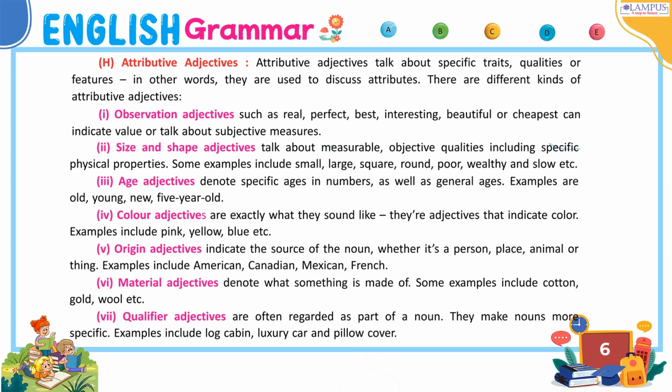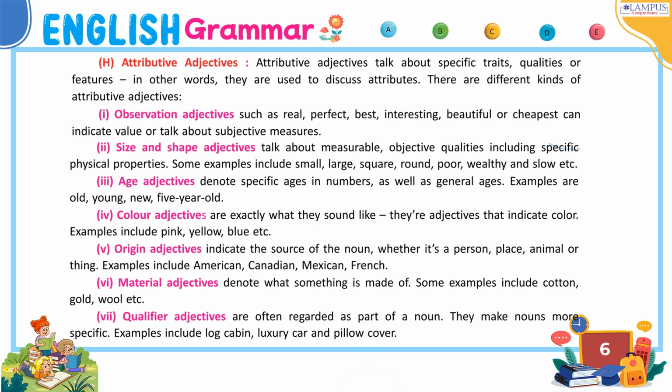Attributive adjectives. Attributive adjectives talk about specific traits, qualities or features. In other words, they are used to discuss attributes. There are different kinds of attributive adjectives. First, observation adjectives, such as real, perfect, best, interesting, beautiful or cheapest, can indicate value or talk about subjective measures.